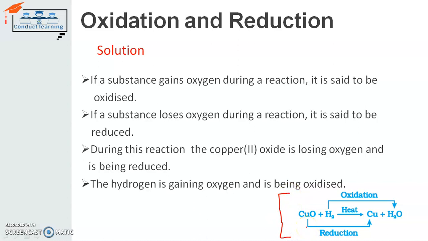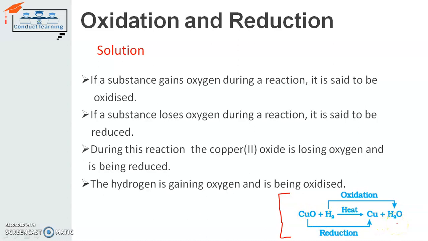This is the example which is for copper oxide and hydrogen gas. When copper oxide and hydrogen gas are reacted with each other, or we can say hydrogen gas is passed on copper oxide, it gives us copper and water. So in this particular reaction, the oxygen is removed from copper. That means to say the reduction has happened with copper, and this oxygen is added with H2.